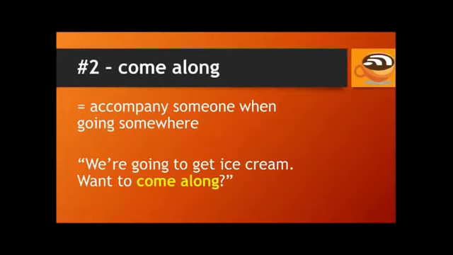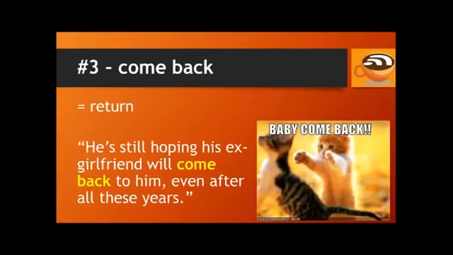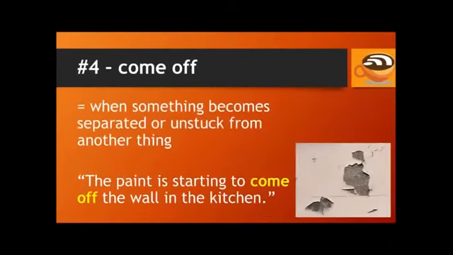For example, we're going to get ice cream. Want to come along? Number 3. Come back means return. For example, he's still hoping his ex-girlfriend will come back to him even after all these years. Number 4. Come off. When something becomes separated or unstuck from another thing. For example, the paint is starting to come off the wall in the kitchen.